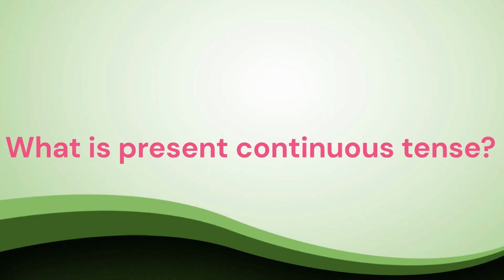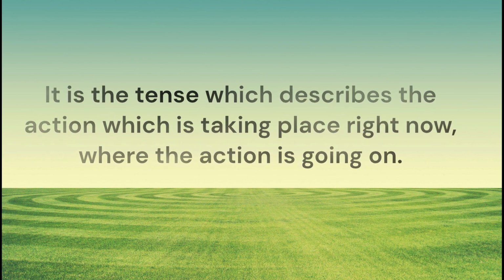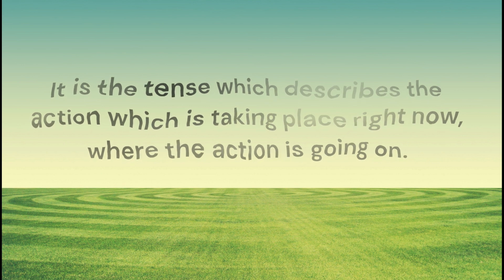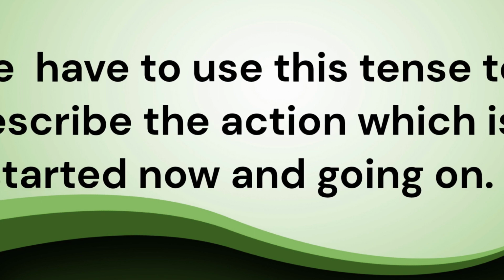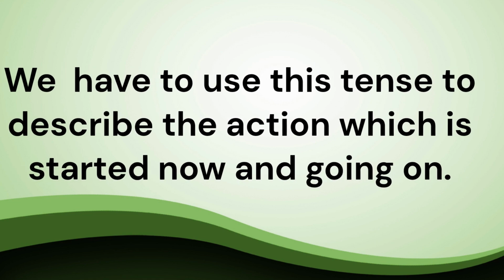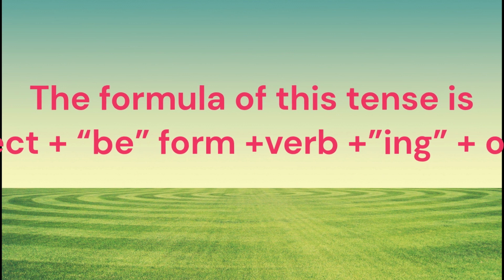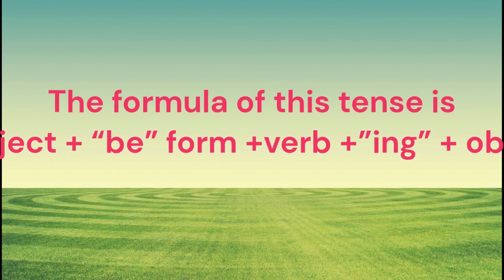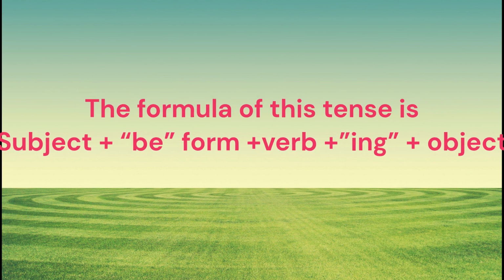What is present continuous tense? It is the tense which describes the action which is taking place right now, where the action is going on. Where to use it? We have to use this tense to describe the action which is started now and going on. The formula of this tense is subject plus be form plus verb plus ing form plus object.